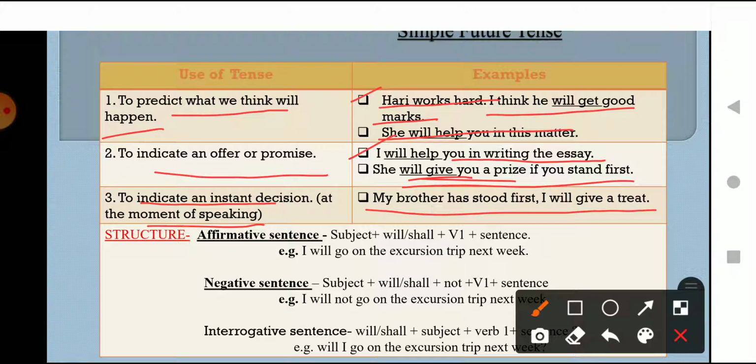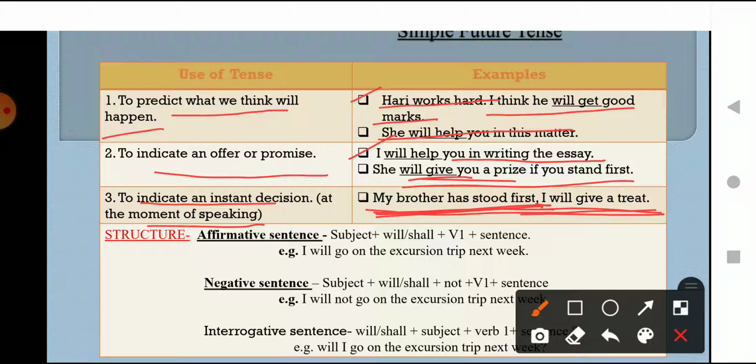So the sentence is, my brother has stood first. Okay, he has stood first. Whatever the result of a particular thing came out, he stood first. So the speaker is saying that I will give you a treat. As my brother stood first, or he got the first position, I will give you a treat now.